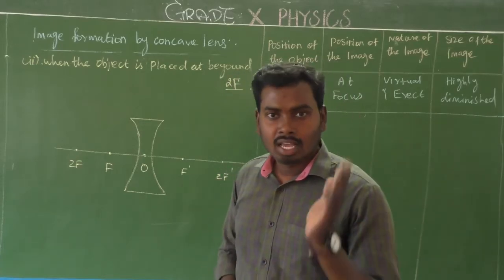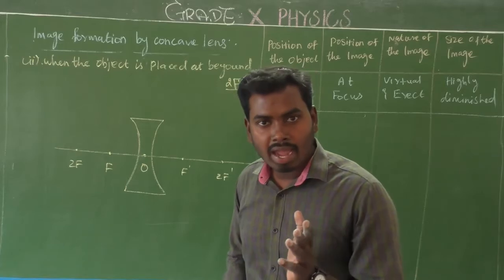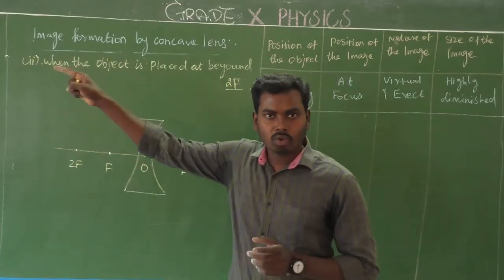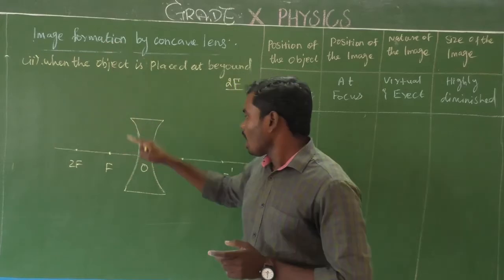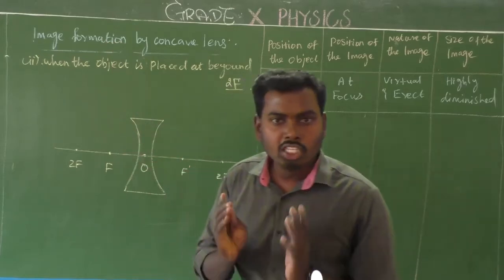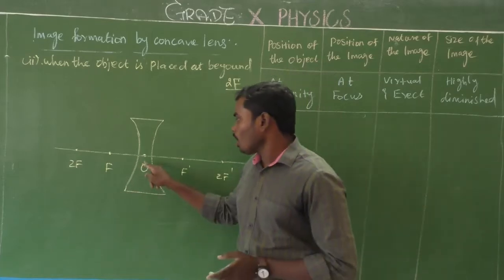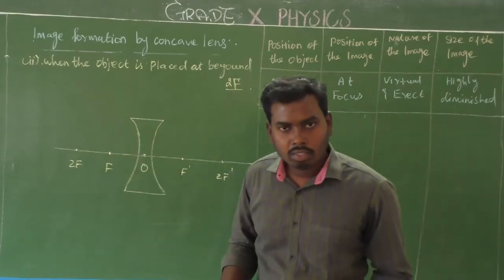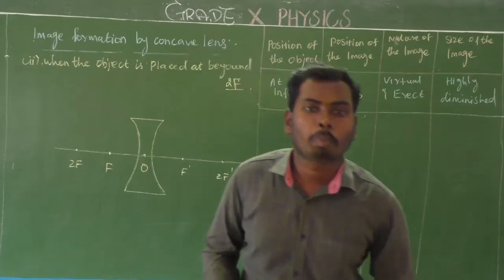If you place an object anywhere between infinity and the optical center O of the concave lens, the image will be formed between the optical center O and the focus. Do you think that is possible? Yes, of course that is possible.